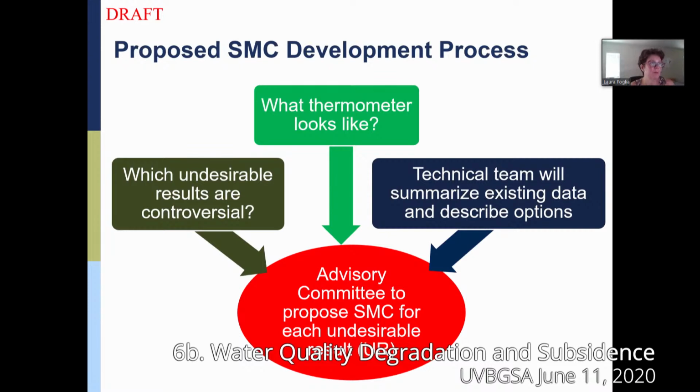We as a technical team will summarize the existing data. We will come to you with options, and we will try as much as possible to provide you with a straw man suggestion on things that can be done. But then obviously they need to be vetted and approved by you. And then the technical advisory committee will propose some SMC for each undesirable result that will then be discussed with you. And what we will do today is discuss the proposed SMC for water quality that we finalized in March.